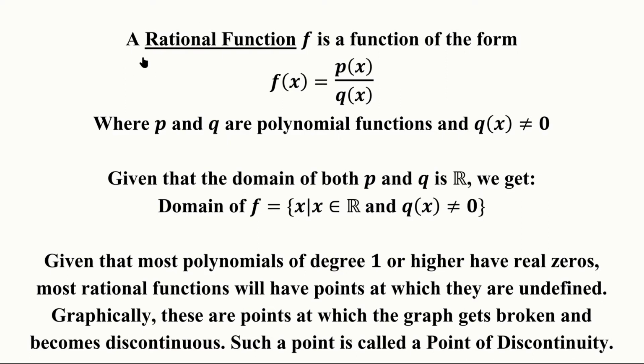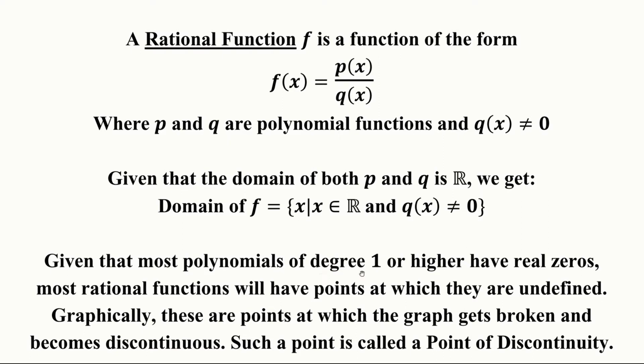For the formal definition, a rational function f is a function of the form f of x equals p of x over q of x, where p and q are polynomial functions and q of x should not be zero. Of course, because we cannot divide by zero, and the function would become undefined at the point where it becomes zero. Given the domain of both p and q is R, we get the domain of f is going to be all x belonging to R, such that q of x does not equal 0.